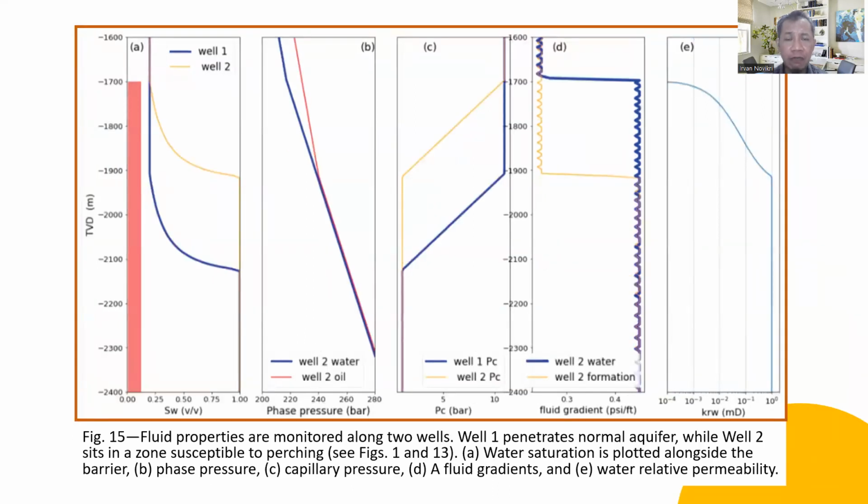In the monitoring of fluid properties in these two wells, as we can see, well 1 goes through a normal aquifer. Well 2 is located in a zone prone to perching. The fluid properties being monitored include Sw, phase pressure, capillary pressure, fluid gradient, and Krw.